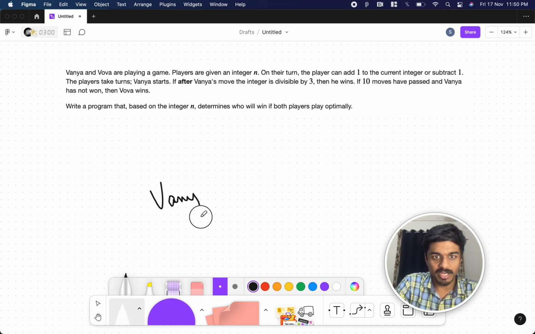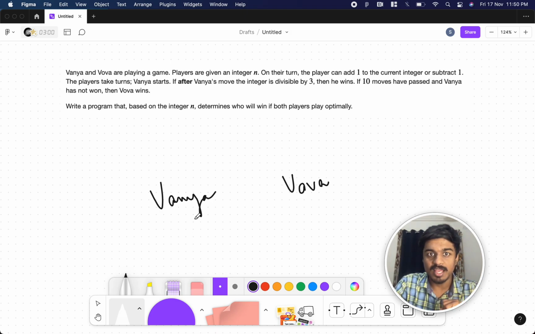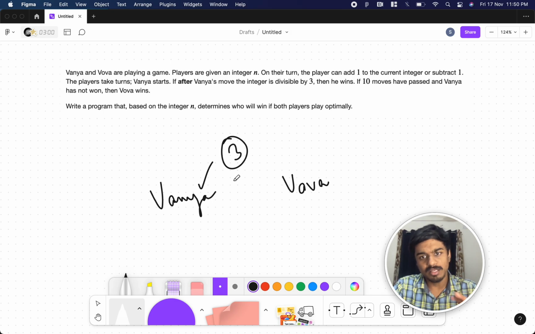Let's say Vanya is this and Vova is this. Vanya always starts first. If after Vanya's turn, she is able to increase the integer by 1 or decrease it by 1 and the number becomes divisible by 3, Vanya wins. Else, it goes to Vova's turn and they increase or decrease the number by 1. If Vanya is not able to produce a number that is divisible by 3 and if 10 moves have gone, then Vova wins the game.